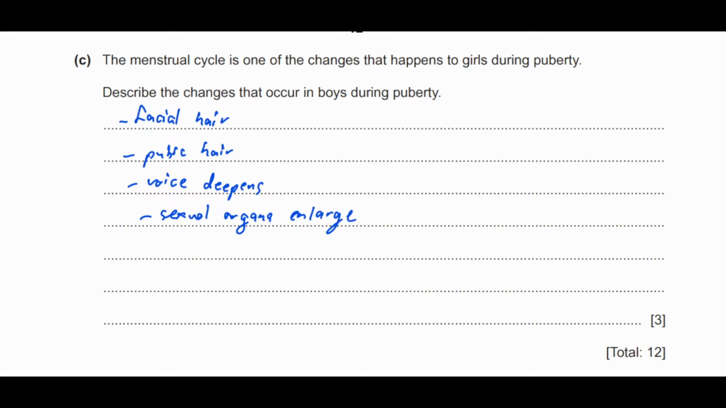Yeah, so those are some things you can say. So anything related you can write, just write 3 things. Like you can also say increase in, not progesterone, testosterone. Okay, or even like growth spurts. Right, so you choose any 3, you can write it down.